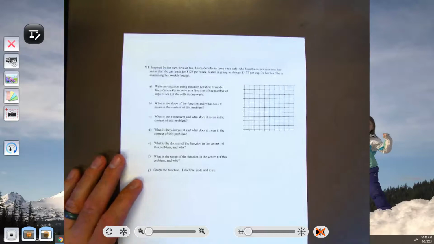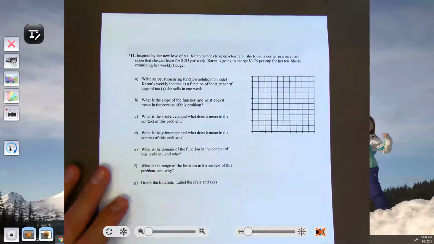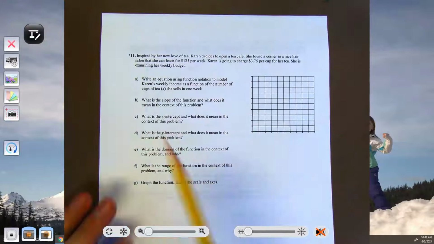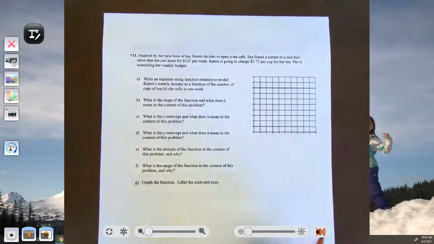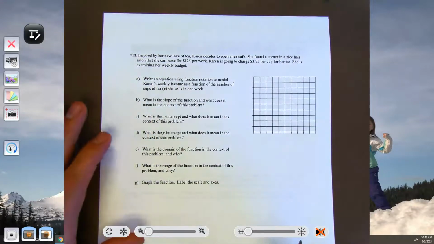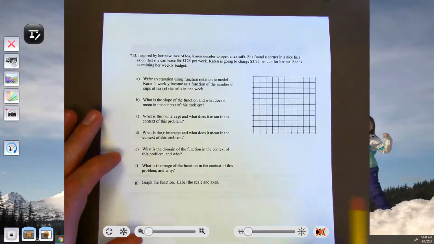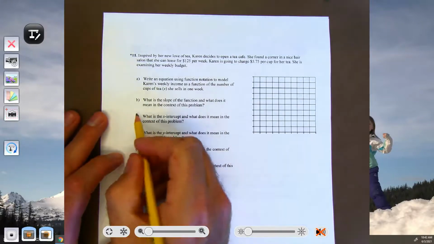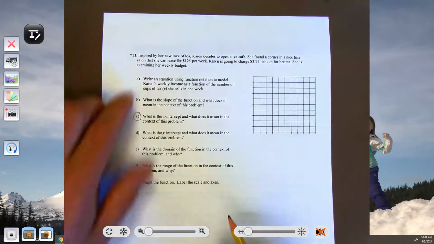Hey, this is Mr. Tallman here showing you how to do number 11 from the Unit 4 review for exam for British College Math. The specific question I was asked was about 11C, so let's go ahead and take a look at that.